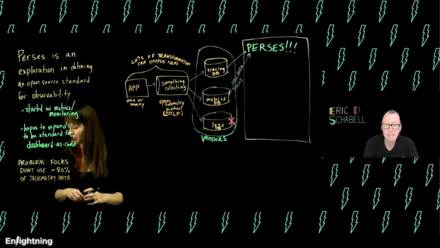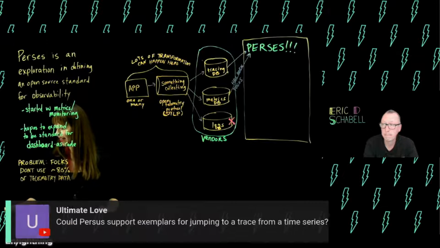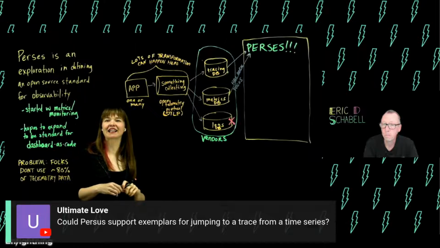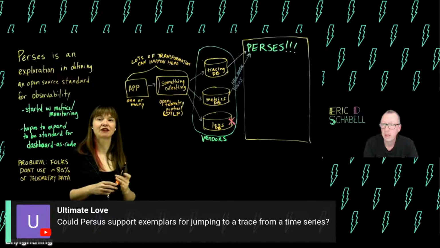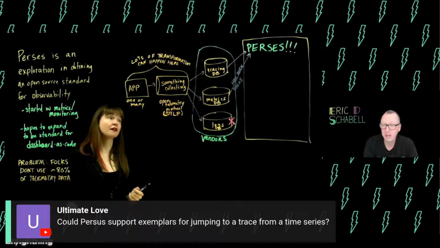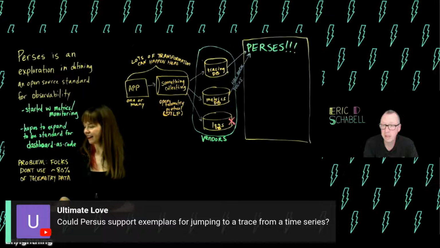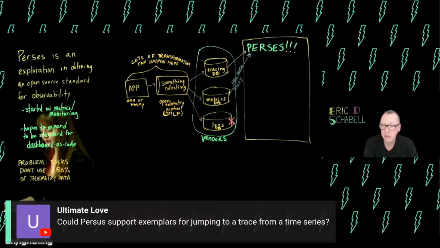We have a question, and that question is from Ultimate Love. Could Perses support exemplars for jumping between traces and metrics from a trace? I've seen it mentioned in the developer channel, so I'm willing to say it's either on the roadmap or it's in. I'm not sure 100% yet. You have to realize this is a young project, and so I'm not watching every single commit. I know it's been discussed.